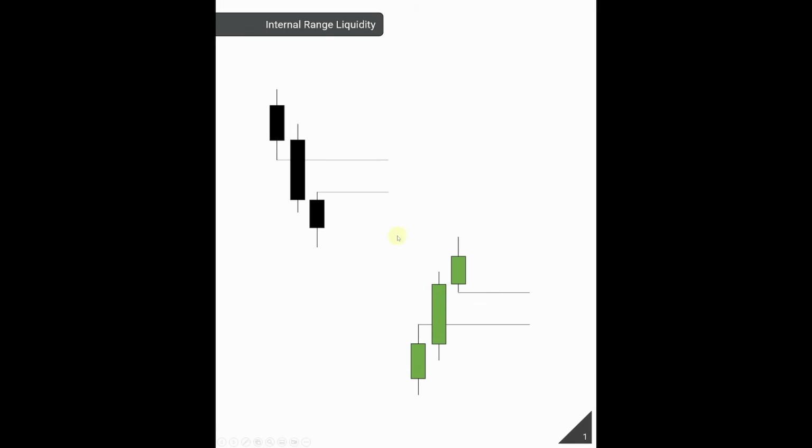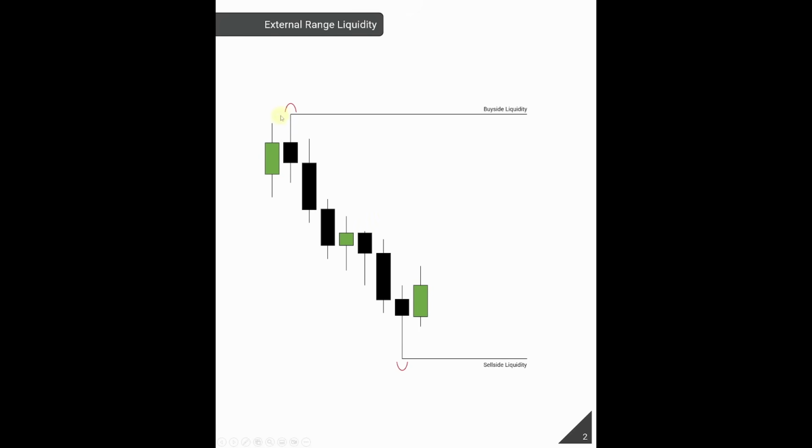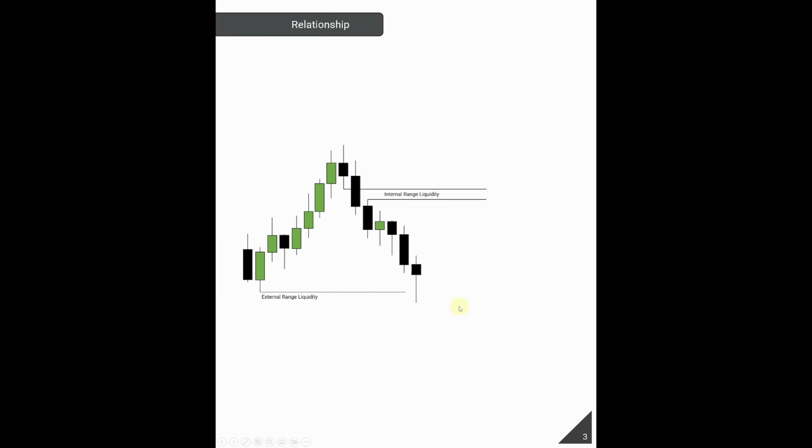First thing we are going to do is define internal and external range liquidity. Internal range liquidity is just a fair value gap. External range liquidity is a swing high or a swing low in the form of buy side or sell side liquidity. So putting those two together, what is the relationship between them?